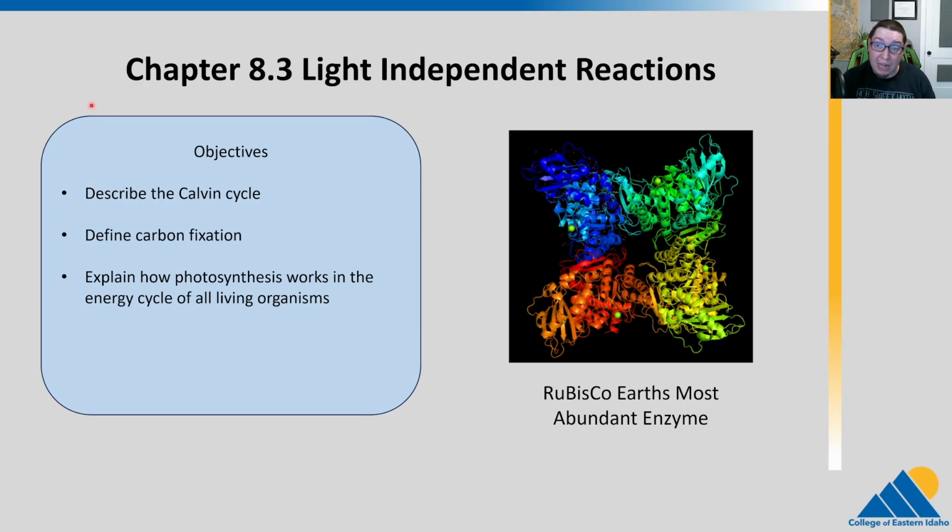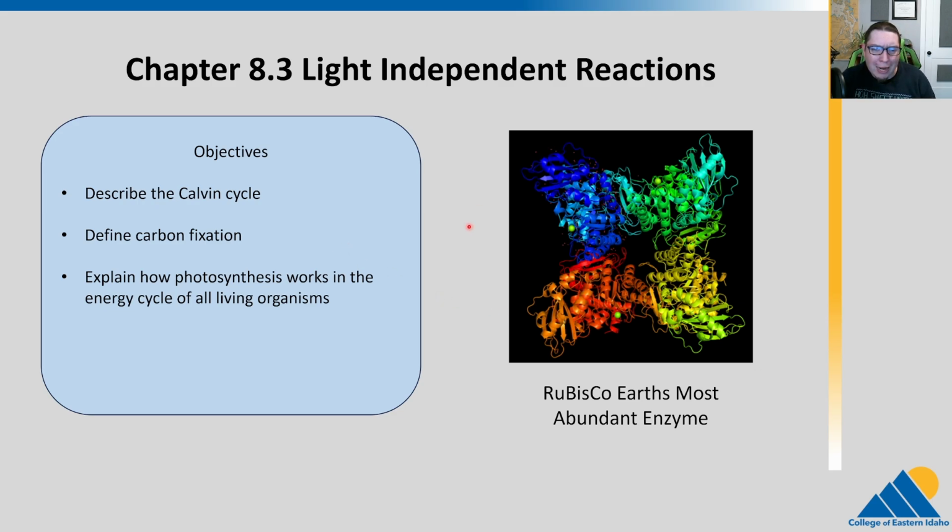We're almost there. We've captured the light energy. We now need to send it into the light-independent reactions to fix carbon. So we will again talk about carbon fixation, and to do that, we have to talk about the Calvin cycle, and then we will talk about how photosynthesis works as an energy cycle for all living organisms, and we'll talk about some different types of photosynthesis that occur.